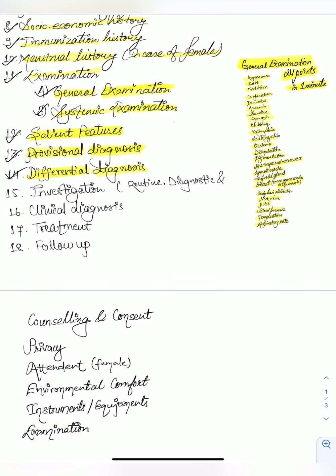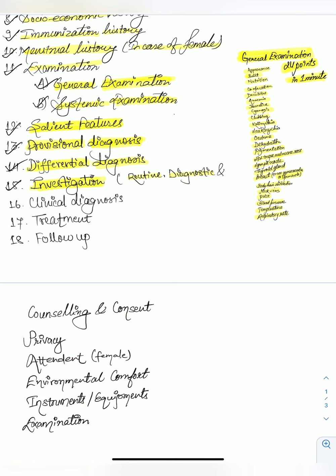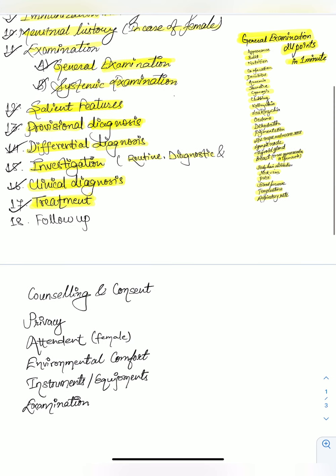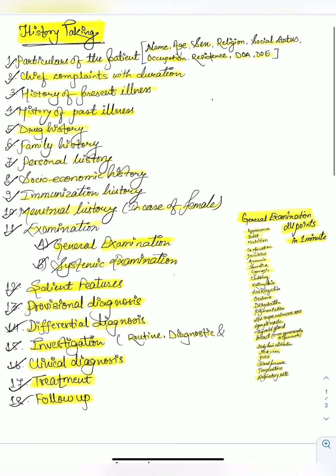So to confirm what the pathology or what the disease causing the symptoms is, we prescribe some investigations. There are some routine investigations and then diagnostic investigations, and from the report we give a clinical diagnosis, and according to this clinical diagnosis we proceed for treatment. And after treatment we follow up the patient to find whether he has completely recovered and is well now. And these are the points of the history taking.